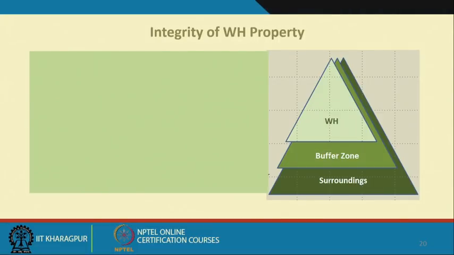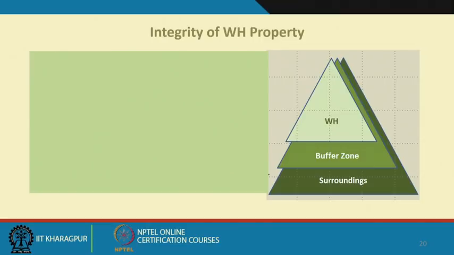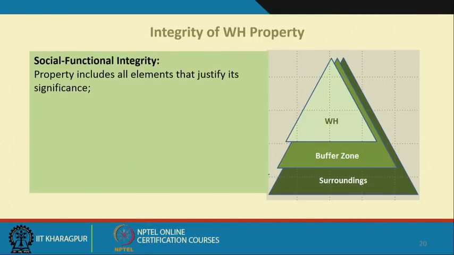Now, when we talk about integrity, we must understand that any World Heritage Site, either a city, part of a city, an independent structure, a group of structures, or combined with the natural heritage, whatever it is, has a context, and that context is generally given by the buffer zone. We will talk more about the buffer zone in management, but it also has a surrounding. It cannot be considered in isolation. So, when we talk about the integrity, this actually comes into the picture.